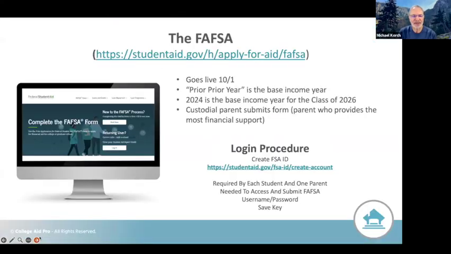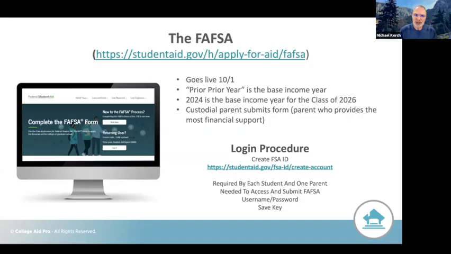So let's talk about the FAFSA. So the FAFSA has gone live. It is now open for business, open and available. You'll see here, there's the link on the screen. It's kind of a long thing. You can also type in fafsa.gov, make sure it's GOV, so you go to the right site.